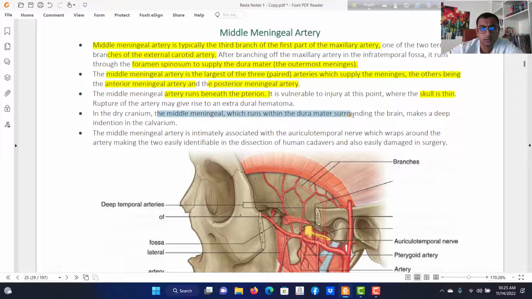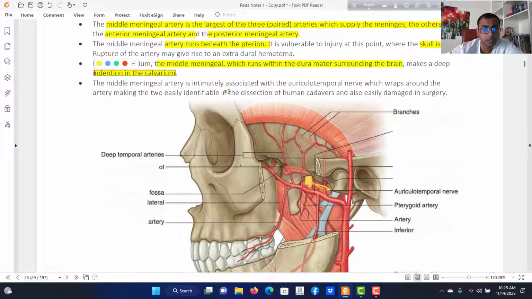The middle meningeal artery runs in the dura mater surrounding the brain and makes a deep indentation in the calvarium. The artery is intimately associated with the auriculotemporal nerve, which wraps around the artery and is easily identifiable in dissection of human cadavers. So with the middle meningeal artery, is there any nerve which can be injured? That is the auriculotemporal nerve, which is of surgical importance, because sometimes there is an injury of the auriculotemporal nerve. It lies just inferior to the tragus of the ear.